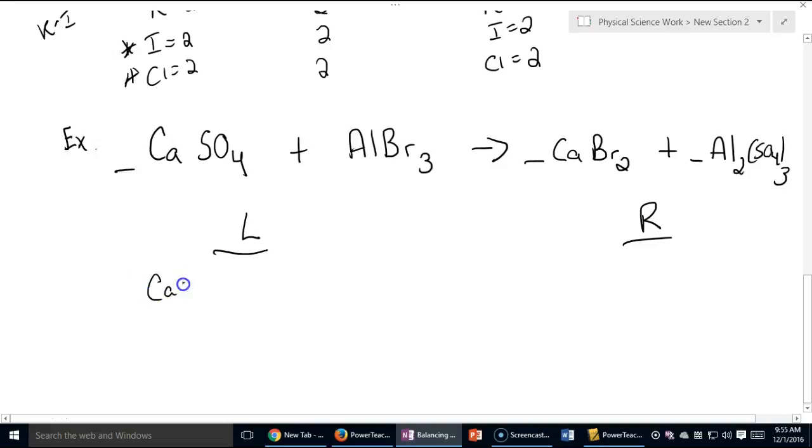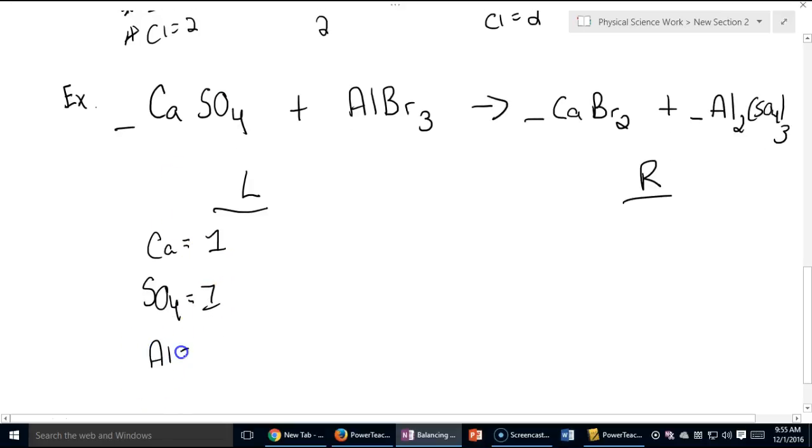So Ca is 1. Okay, I see 1 Ca. Now, you can do it one of two ways. The easiest way to do this is to keep your polyatomics the same. So you need to get used to seeing, if you see SO4, that is 1 polyatomic ion. So say that SO4 is, there's 1 of them. And that's true, you only see 1 SO4 here, right? So that's easy. Also, I see 1 Al, and I see 3 Brs.